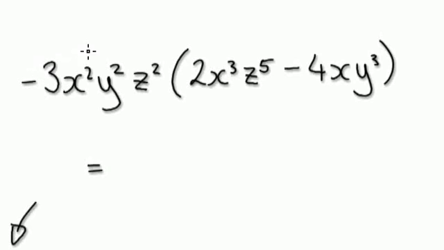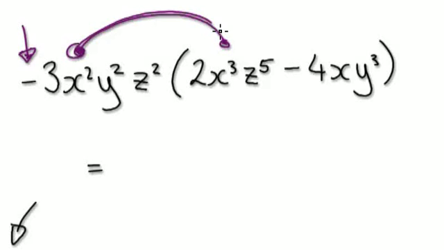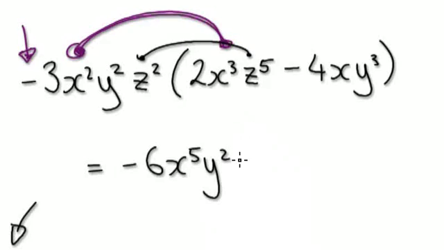So I'm going to get this times this. The first thing I should do is establish if it's positive or negative. You can see it's a negative, because of this negative line here. So this times this overall will be a negative. So it's going to be negative 6x to the power of 5. There's no y over here, so it's just going to be y squared. And then the z times the z over here will be z to the power of 7.